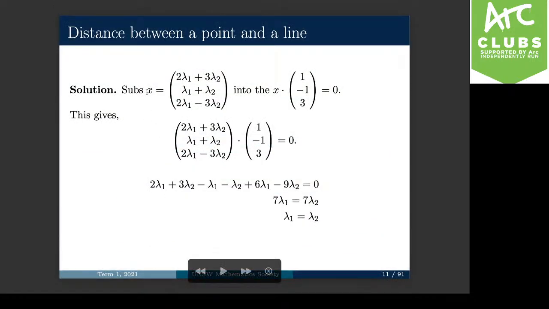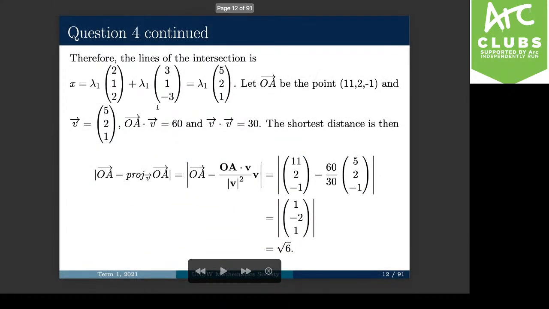So as I said before, you substitute x into the equation here. So then you do the dot product and then you expand, and then basically it's just 2 lambda 1 plus 3 lambda 2 minus lambda 1 minus lambda 2 plus 6 lambda 1 minus 9 lambda 2 is 0, and then you simplify everything, and then you actually get lambda 1 equals lambda 2.